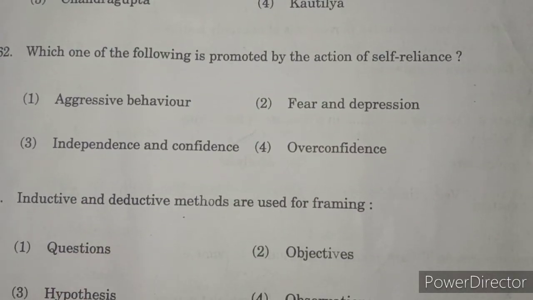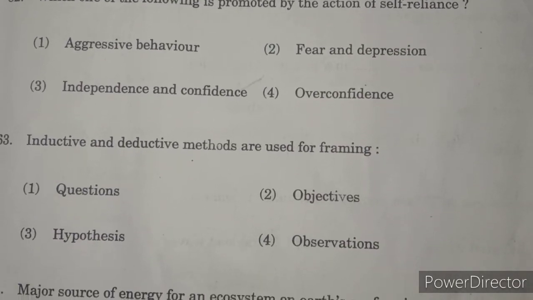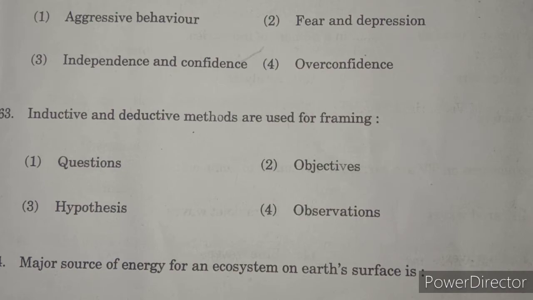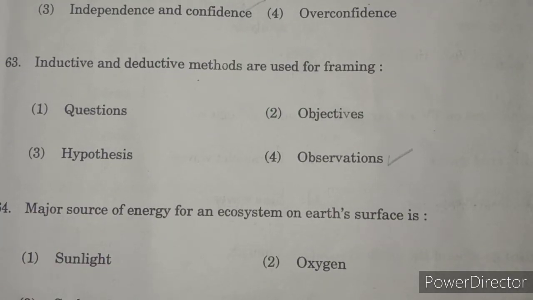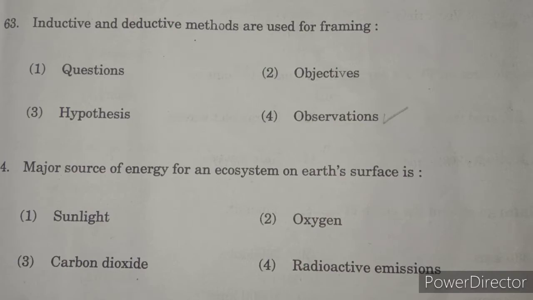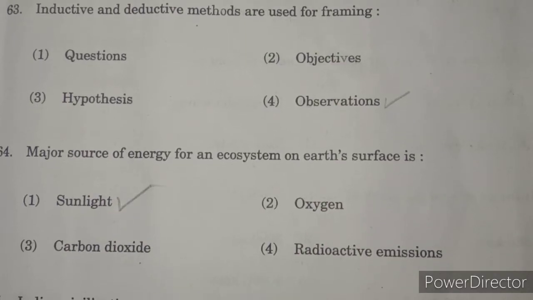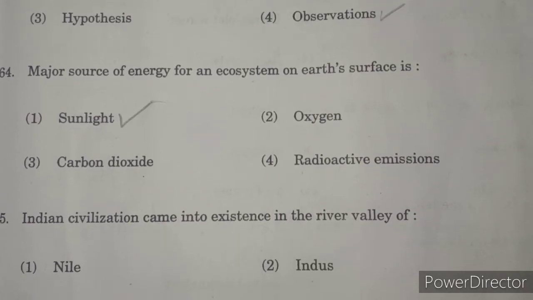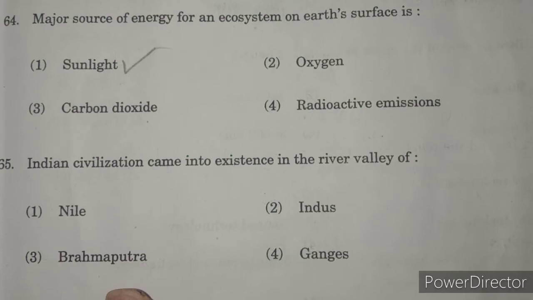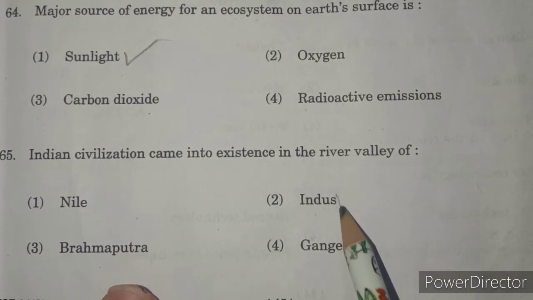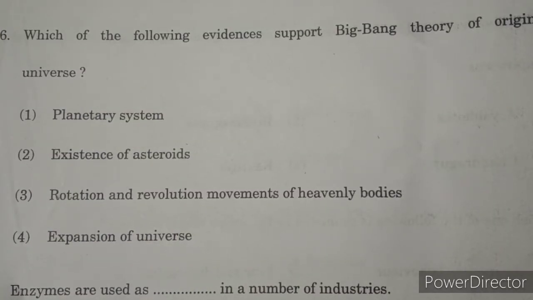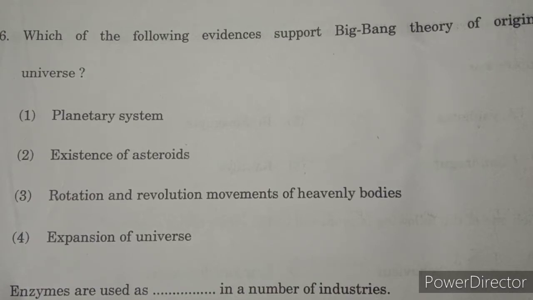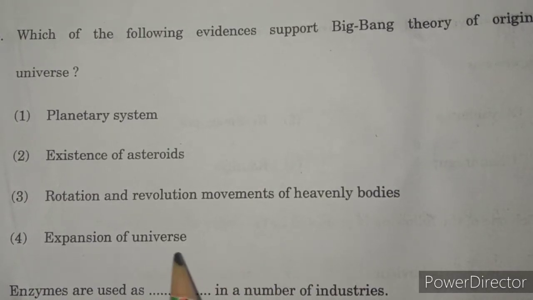Inductive and deductive method are used for framing. Answer is fourth, observation. Major source of energy for an ecosystem on Earth's surface is sunlight. Indian civilization came into existence in the river valley of, name is Indus. Next question. Which of the following evidence support Big Bang theory of origin of universe? Answer is fourth, expansion of universe.